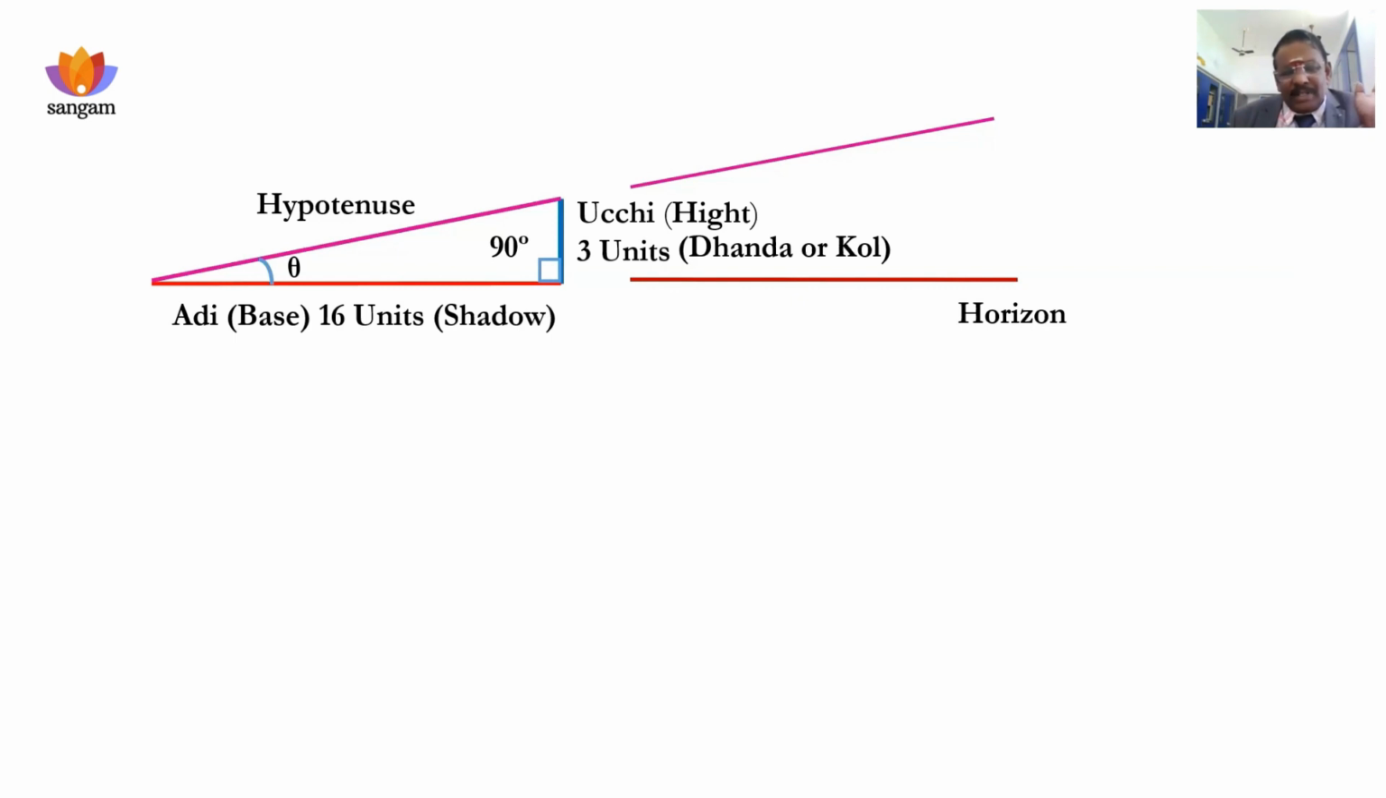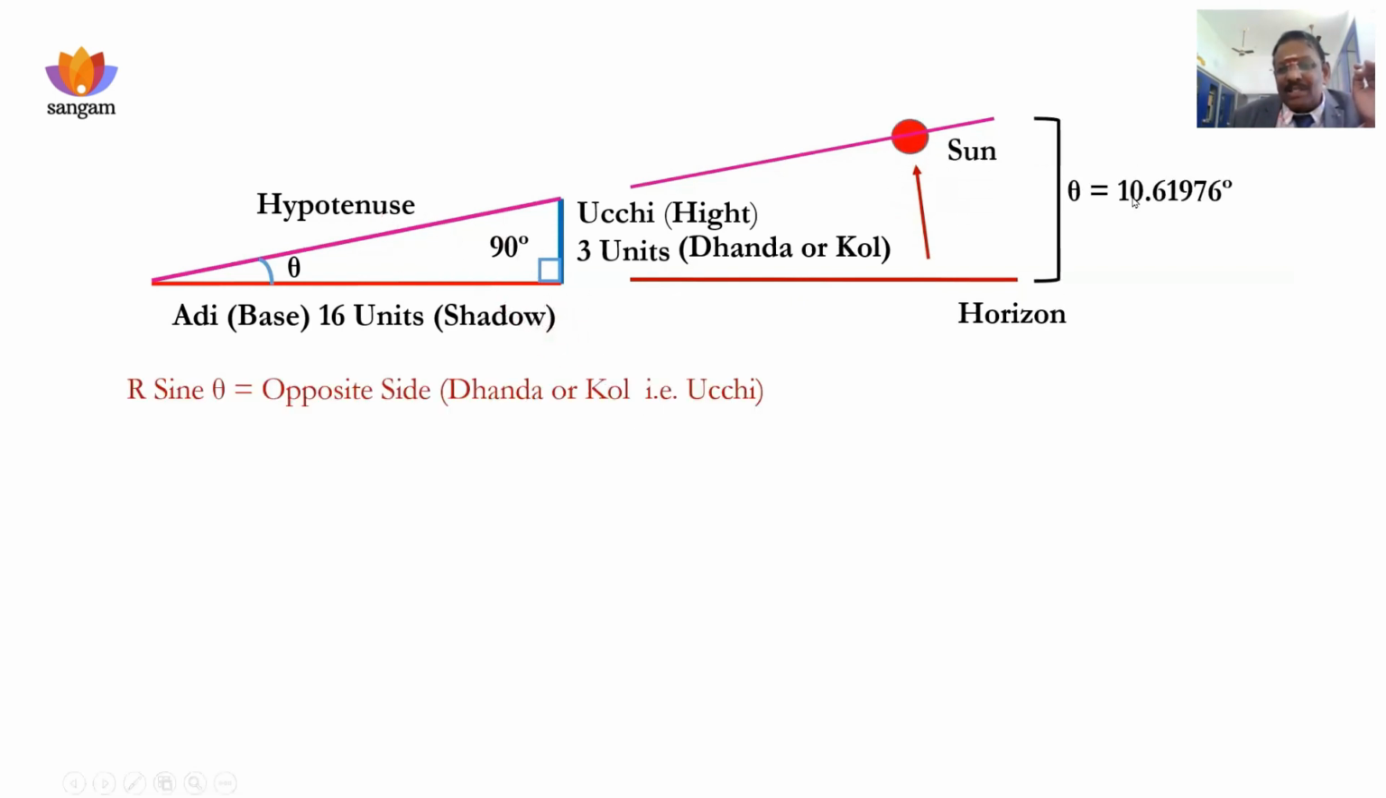And when the sun is nearly setting, the shadow will be on the east with the highest tilt. That is all. So this theta angle, when a 3 unit height casts a shadow of 16 units on the earth, how much does the sun rise from the horizon? That is 10.61976 degrees. This theta value is when the sun rises up to this point, it casts a shadow of 16 units of a 3 unit rod. That is the concept. Now you can understand.